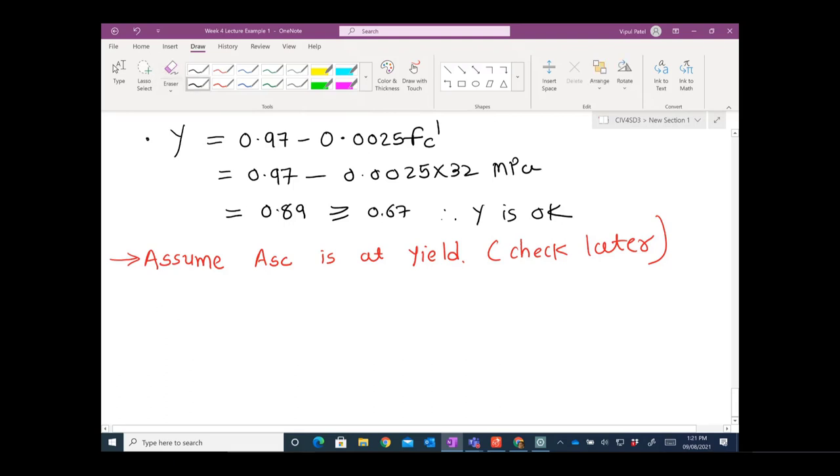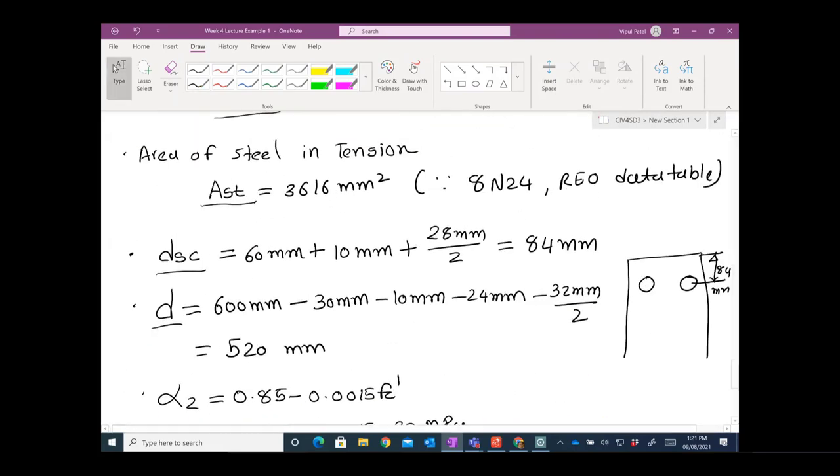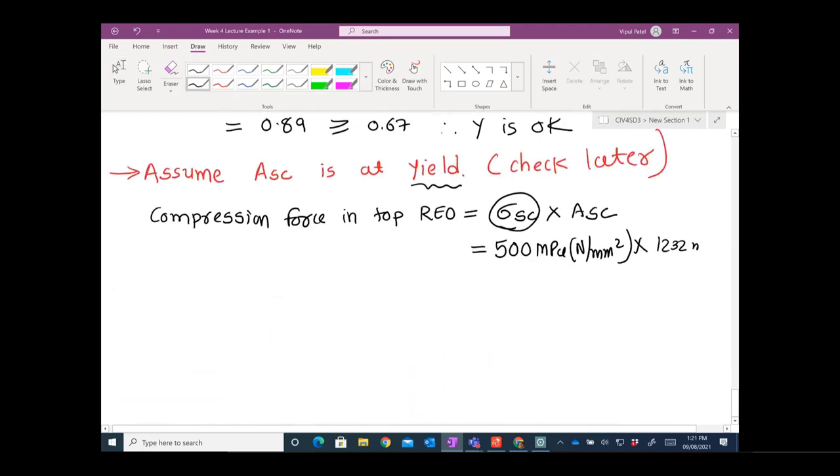Then the compression force, let's assume at yield, the compression force in the top Rio or compression Rio is equal to stress of the Rio times the area of the Rio. Now the stress is the yield stress because we made an assumption, so that is fsy. If you use N bars, we have 500 megapascals, which is basically Newton per millimeter square, times the area of the top Rio we calculated, 1232 millimeter square.